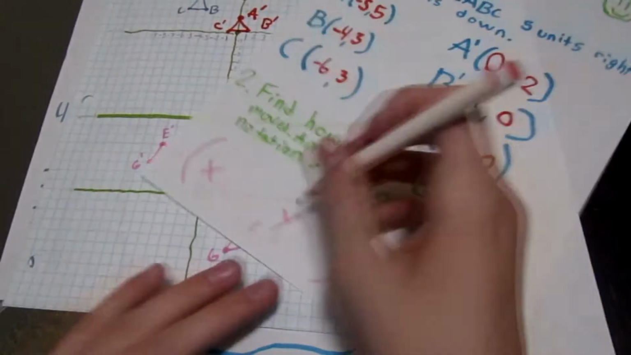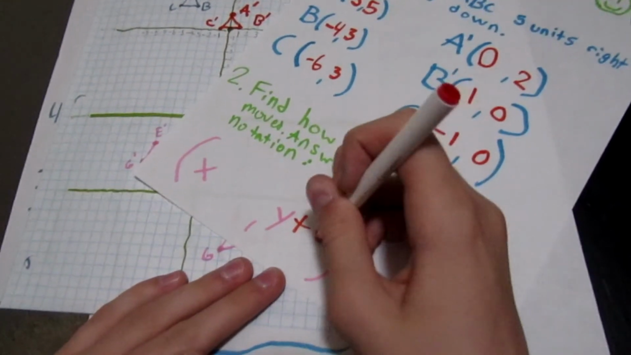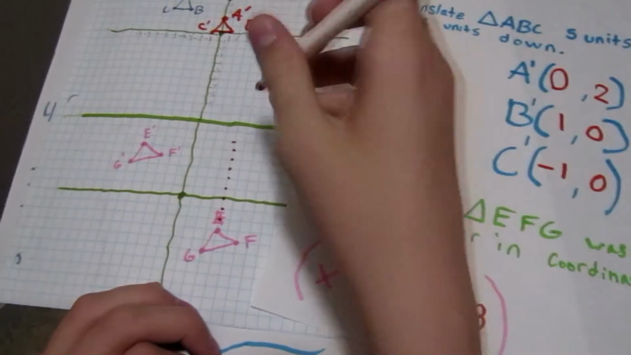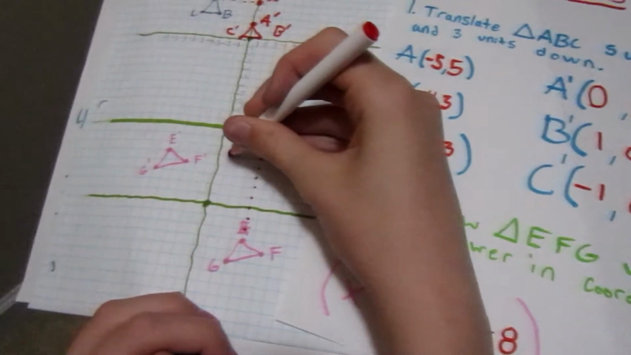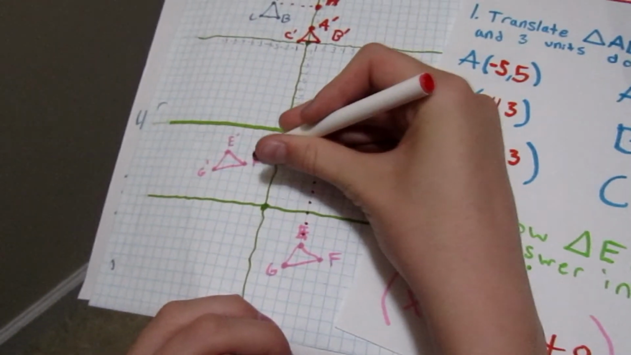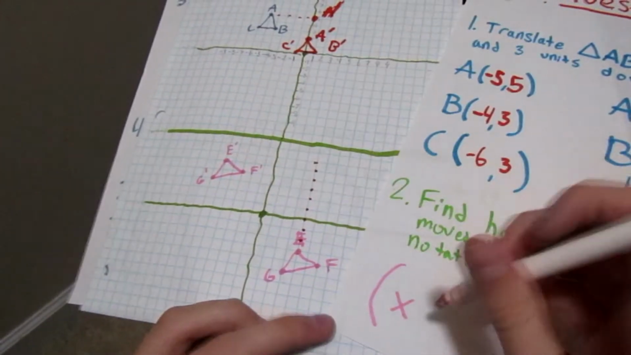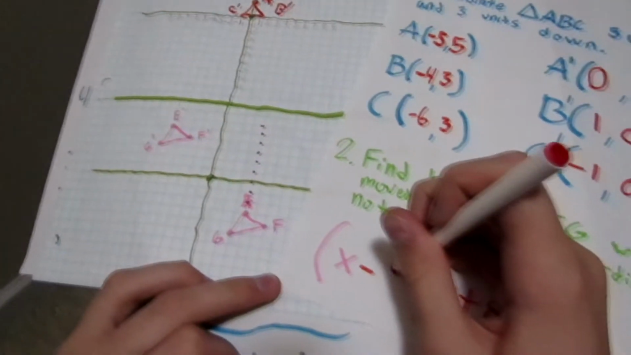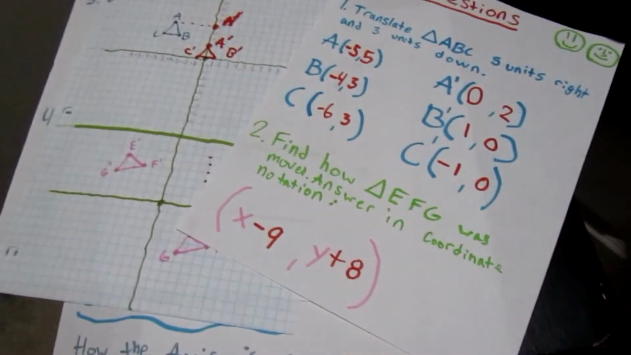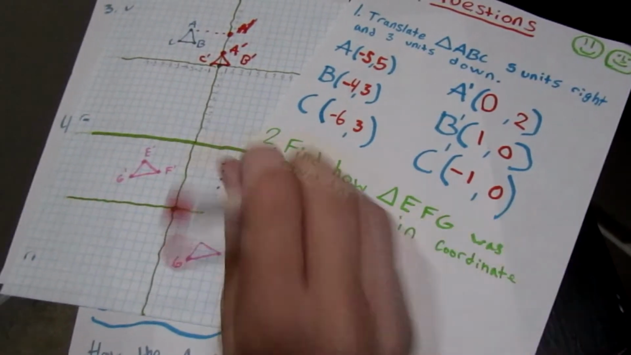Wait, never mind, it's 8. Oops, sorry. So the y-axis gets moved up by 8, and it goes 1, 2, 3, 4, 5, 6, 7, 8, 9. It takes away 9 from the x value, and that's our answer, and that's how you answer in coordinate notation.